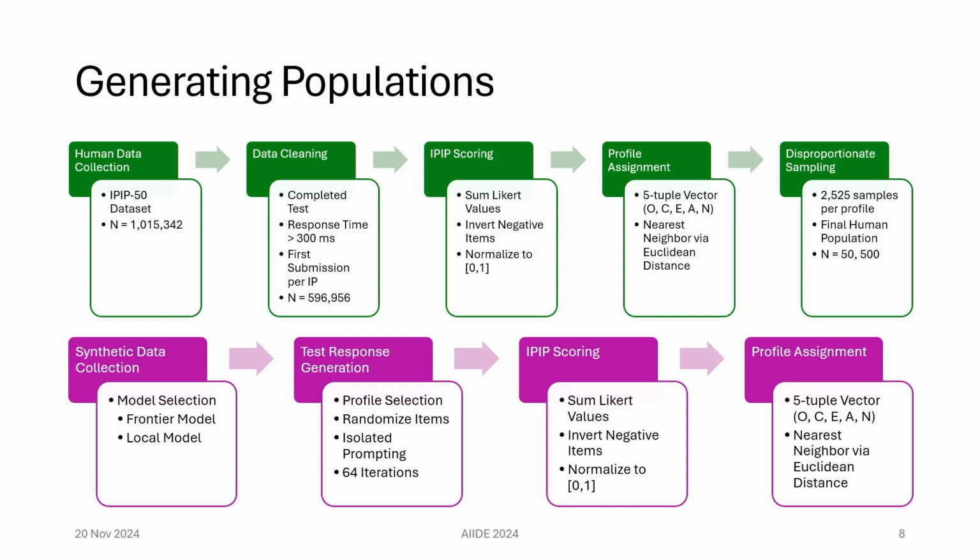Then for generating the synthetic data, we were able to select from either a frontier model or a local model, frontier models being over 100 billion parameters, and local models being underneath that.